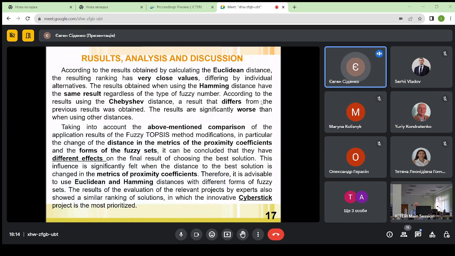According to the results obtained by calculating the Euclidean distance, the resulting ranking has very close values, differing only by individual alternatives. The results obtained when using the Hamming distance have the same result regardless of the type of fuzzy number. According to the results using Chebyshev distance, a result that differs from the previous results was obtained. The results are significantly worse than when using the other two distances.